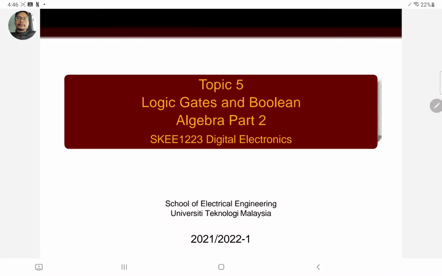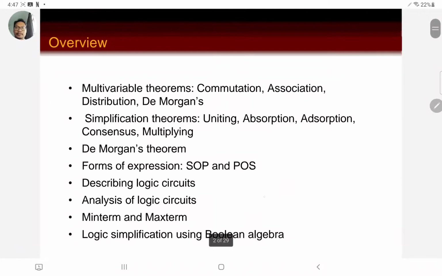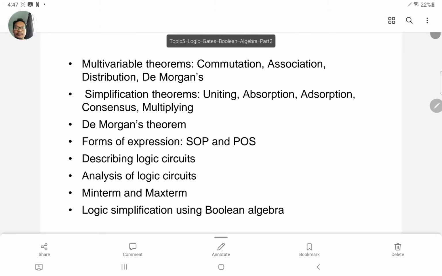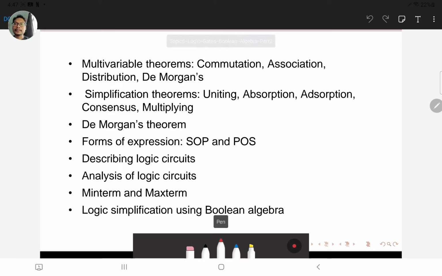Okay, so let's proceed with topic 5 on logic gates and Boolean algebra part 2. We already covered part 1 last time on the basic logic gates and a basic single variable theorem. Now we go into more details on how we can use logic gates to create a more complex network and also more complex Boolean algebra methods. So these are other topics that we are going to cover for the lecture this week.